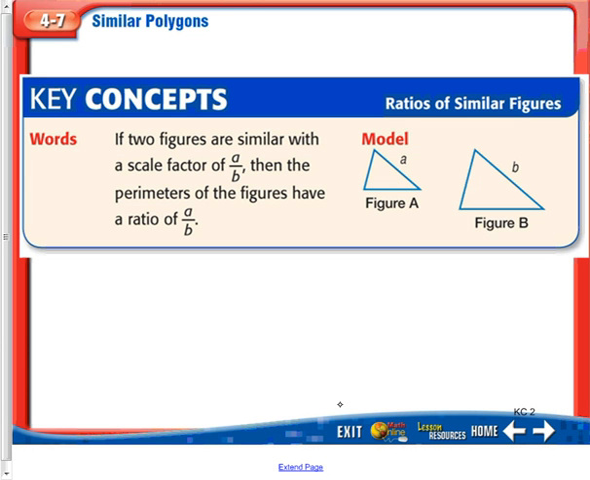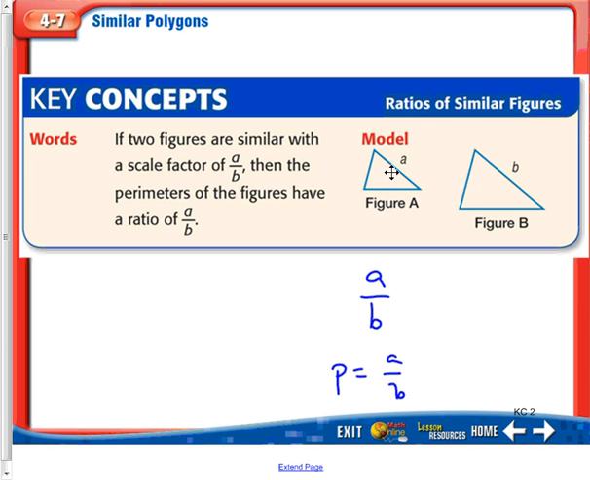So if two figures are similar with the scale factor of A over B, then the perimeters of the figures have a ratio of A over B. So if we know a little bit about the sides and the ratio, so here these two, they have a ratio of A over B. So that means the perimeter also has a ratio of A over B when we find out these two perimeters.